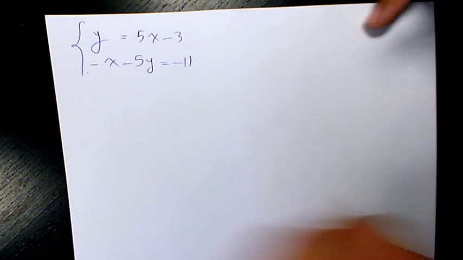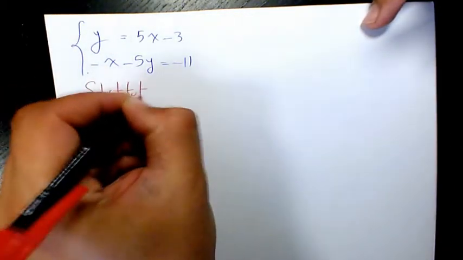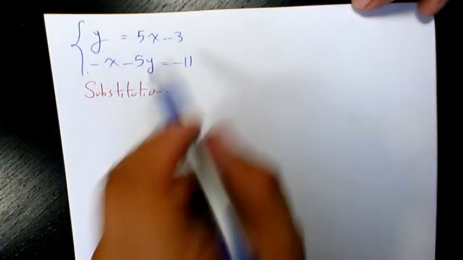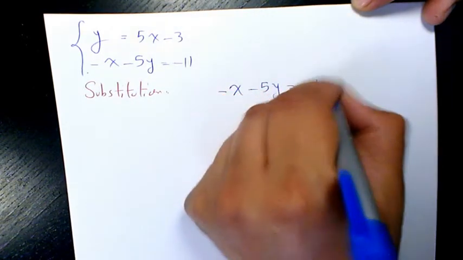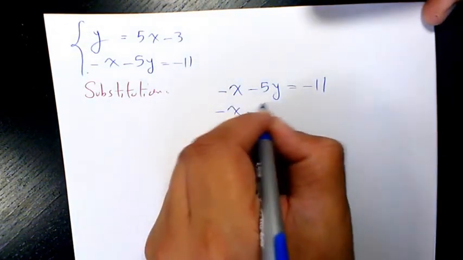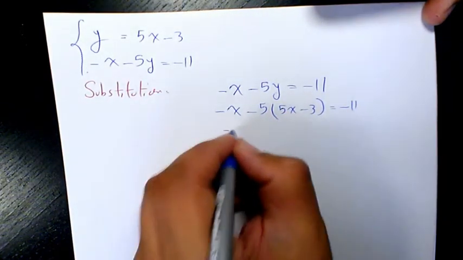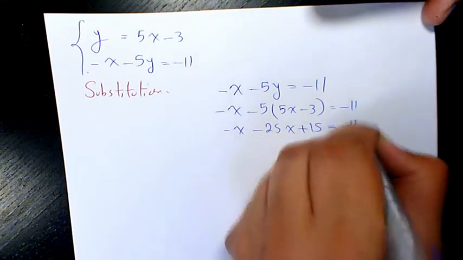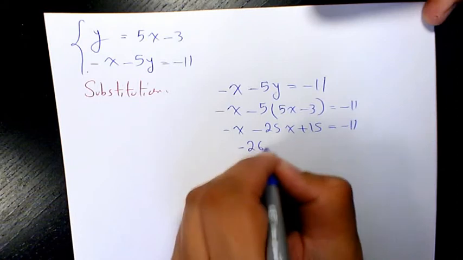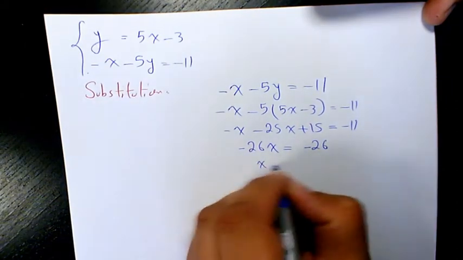So let's start with the substitution method. y is already isolated, y equals 5x minus 3, so we substitute it into the second equation. Negative x minus 5y equals negative 11. Instead of y, I put 5x minus 3. So negative x minus 25x plus 15 equals negative 11. So it's going to be negative 26x equals negative 26. So x will be positive 1.